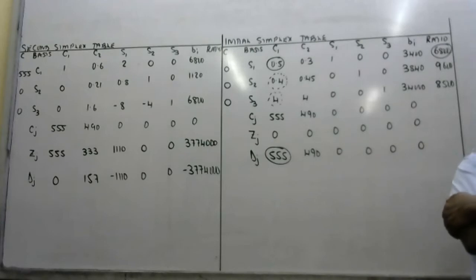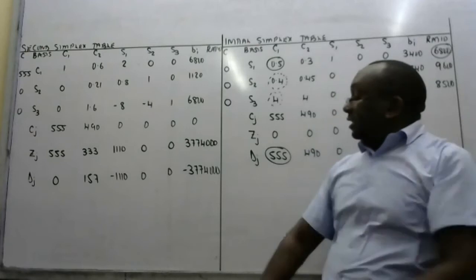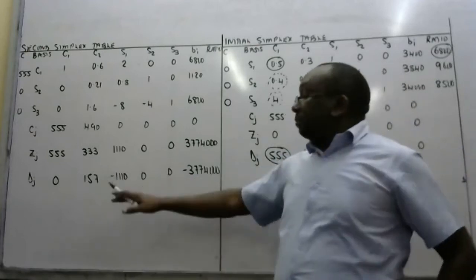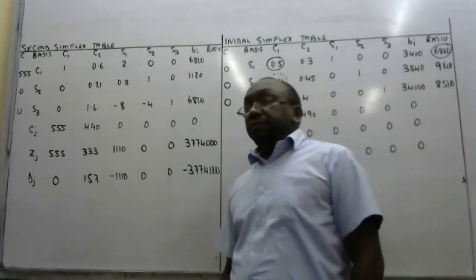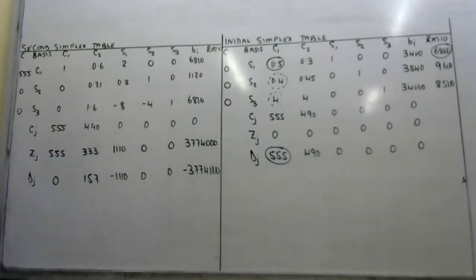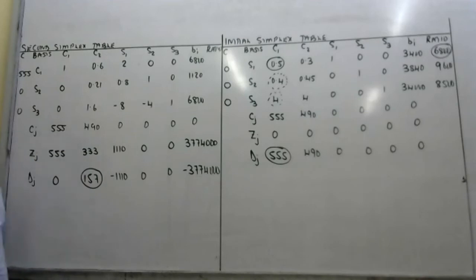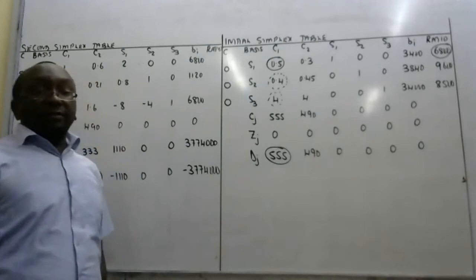So the table is full. Now we need to check whether it is optimal. The table is optimal if all the DJs are either 0 or negatives. So do we have some positives? Yes. So if yes, that table is not optimal. So if the table is not optimal, we repeat what we have done there. And the first thing is to pick the highest DJ. So the highest DJ is what? 157.